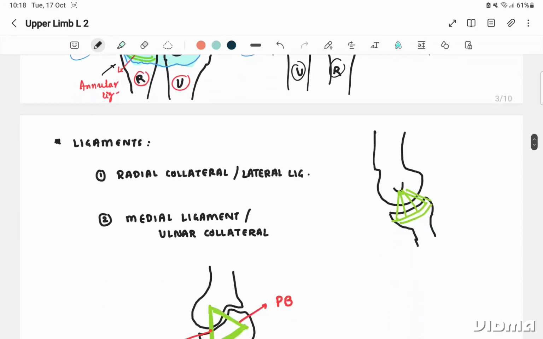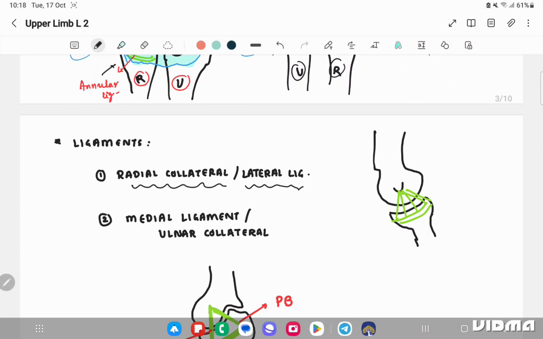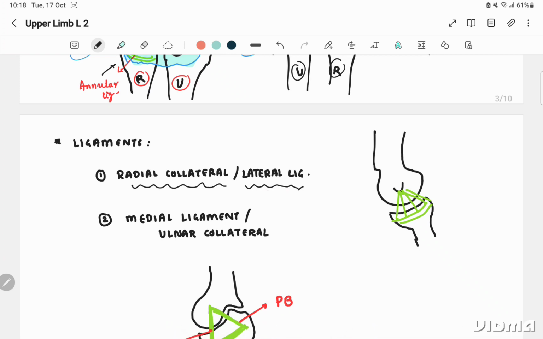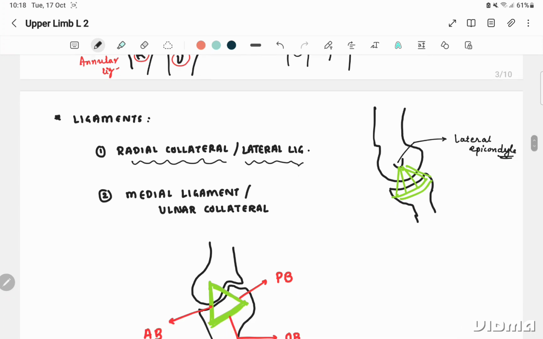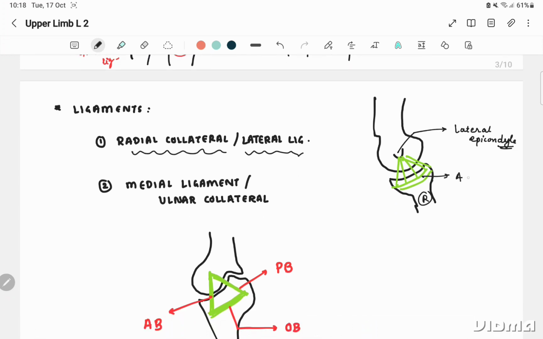Then we have the ligaments. First one is the lateral ligament or the radial collateral ligament. Okay, this extends from the tip of the lateral epicondyle. This is the lateral epicondyle and reaches the annular ligament of the radius. This is the radius, and we have this annular ligament of the radius. Okay, so these 4 which I have shown are the radial collateral ligament. These are extending in a radial fashion. Okay, we are looking at the lateral view.